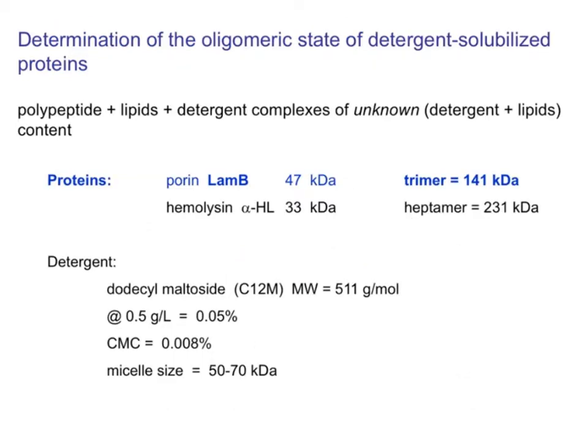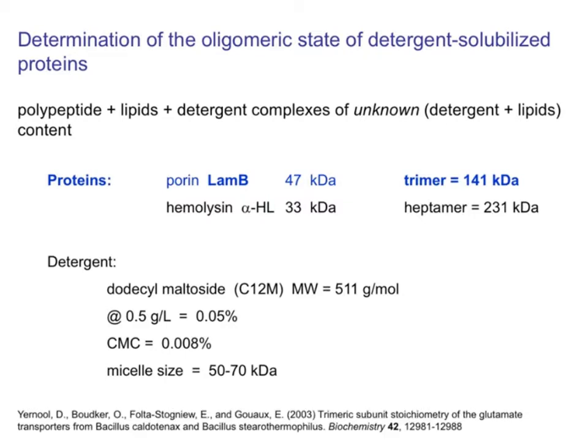The examples that I will be discussing, however, were analyzed way before the conjugate analysis was available, so they were processed using the three-detector approach that I just described. These were the first two proteins that the resource analyzed in 2003 as proof of principle before we applied this method to determine trimeric subunit stoichiometry for glutamate transporters.